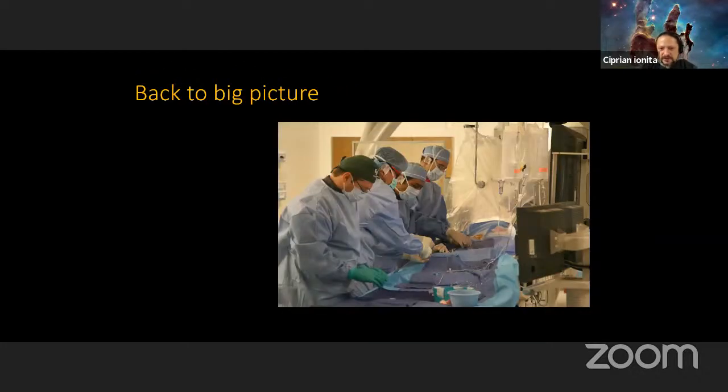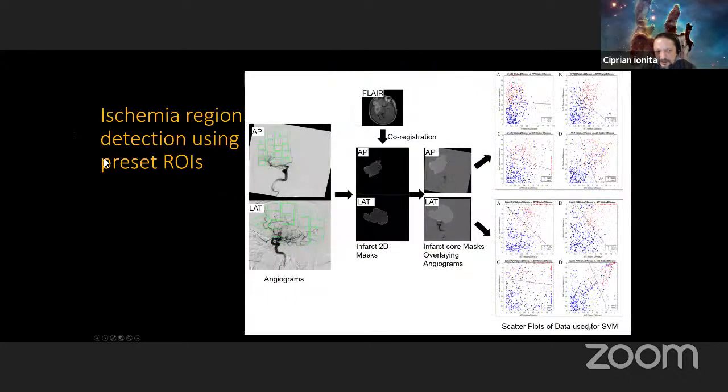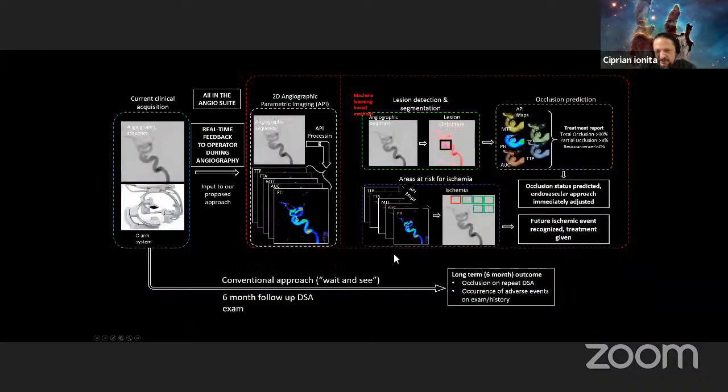So I'm going to end this by going back to the big picture. We are in this domain. We're looking at stroke protocols to triage patients. We're looking at detecting in real time if a complication has happened, and we're trying to predict as well if a surgery is going to be successful. This is, in a way, the big picture in here.